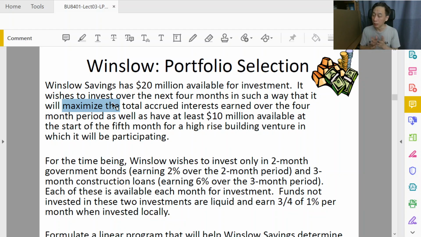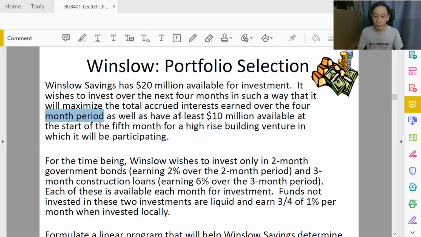That's okay. In the sort of peaceful times, without upturns and downturns and economic crisis, that's a pretty safe way of maximizing your longer term returns. Right. So here the decided objective function is the accrued interest earned over the 4-month period. So Winslow Savings, the fund manager, has this 4-month planning scenario.